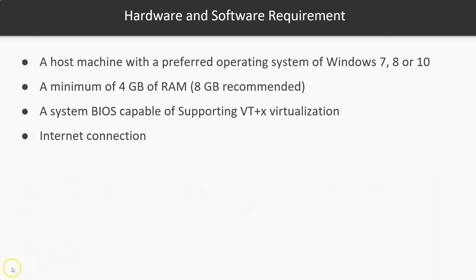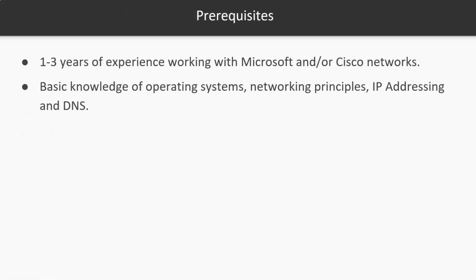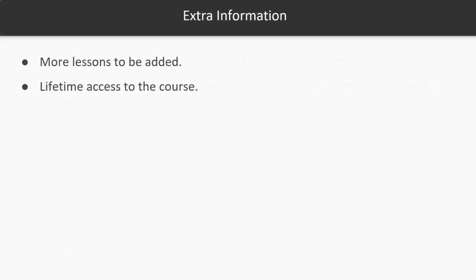So this course is designed for someone with a basic understanding of working with Microsoft and or Cisco networks. You need to have a basic knowledge of operating systems, need to understand networking principles, IP addressing, and of course DNS. This course is dynamic, which means that it is updated periodically. So over time, I will add more lessons. That's why the course is so big at this time, because I've added lessons over the last couple of 3 years to help advance the course as much as I possibly can and to give you, the student, the greatest amount of value.